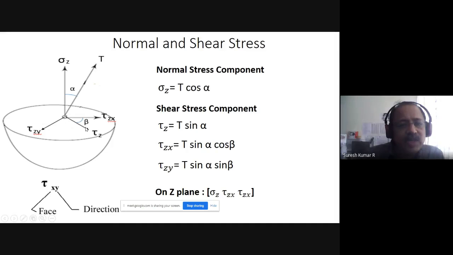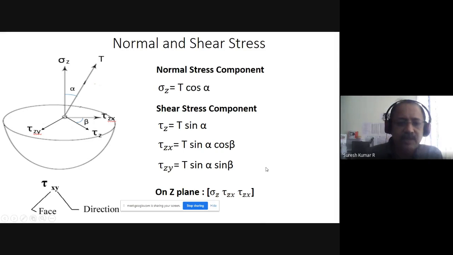This component in turn can be resolved into two rectangular components, one along x direction, another along y direction. Now resolving tau z along x-axis, tau zx is T sin alpha cos beta, and along y, tau zy is equal to T sin alpha sin beta. That means there are totally three stress components on one plane: one normal stress and two shear stress components.